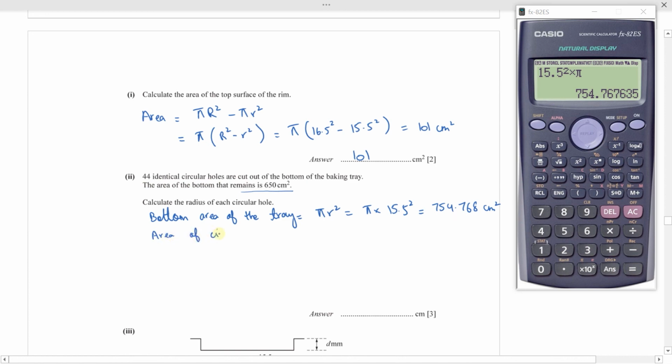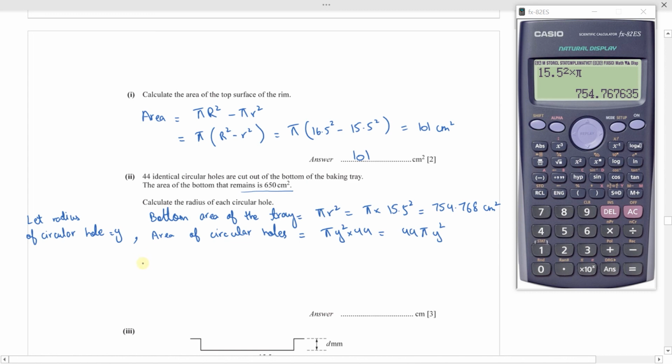And then let's calculate the area of the circular holes that are cut out. Let the radius that we need to calculate here, the radius of each circular hole, equal y. So the area of one circular hole will be pi y square, and then you cut 44 of these, so you multiply it by 44. So this will be 44 pi y square.